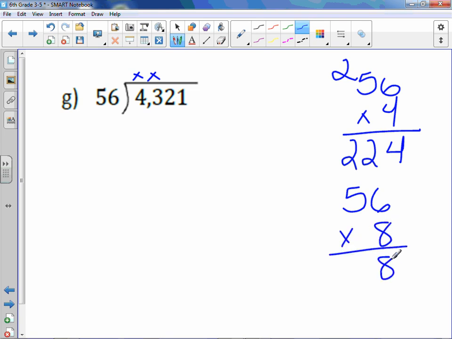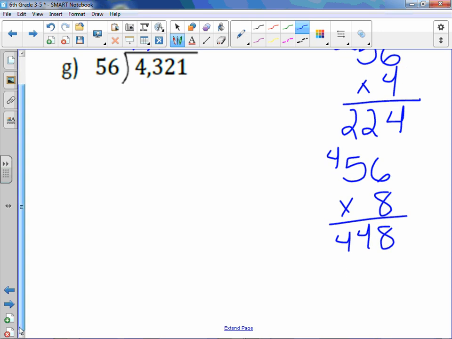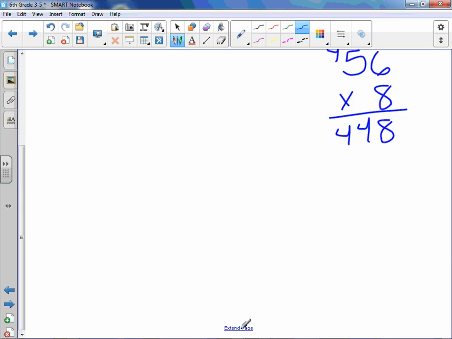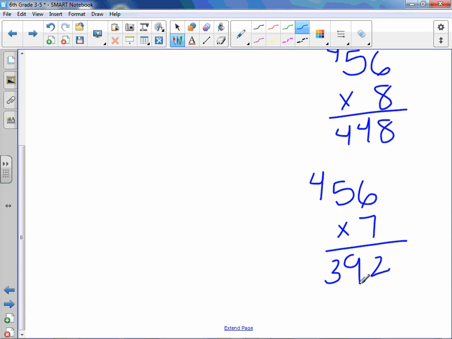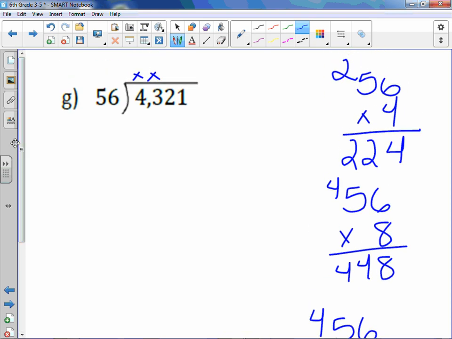8 times 6 is 48. 8 times 5 is 40. Plus 4 is 448, which is 1 too many. So we know it's 7, but we have to figure out what 56 times 7 is. 42, 35, 39. So 392. So this would be 7, minus 392.